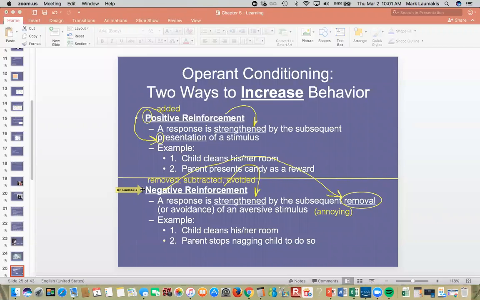Let me give you another good example of negative reinforcement. I have a baby who's crying, and I've learned that when I pick up the baby, what happens? Let's assume it's a pretty easy temperament baby. When I pick up the baby, what happens to the crying?